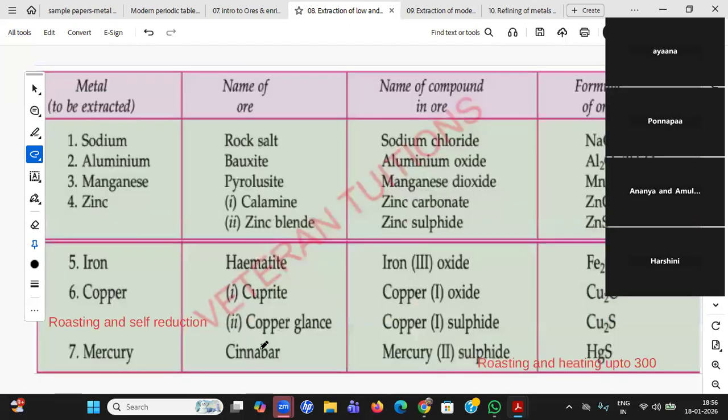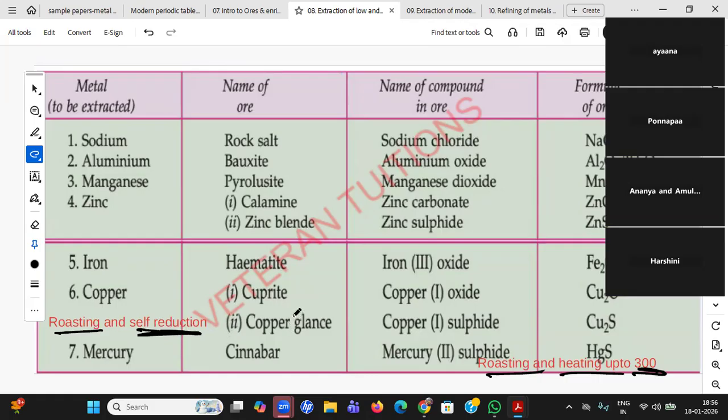Okay, so what did we finish? We have finished this much: the mercury sulfide roasting and heating up to 300. In this way, you need to remember it in the memory map. Okay, what about copper sulfide? Sir, it is also sulfide roasting but self reduction. Only this much you remember.